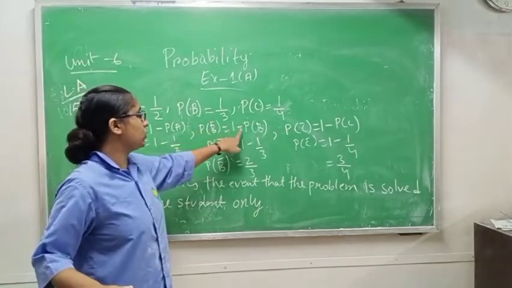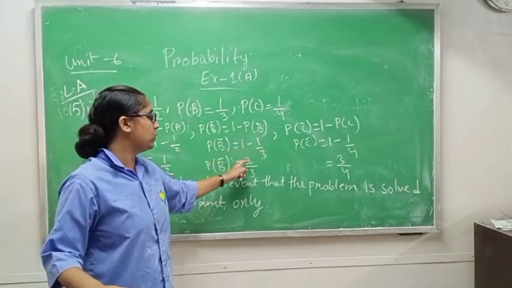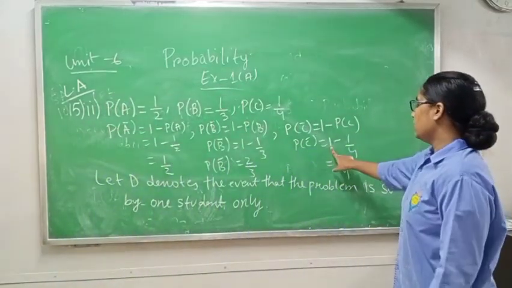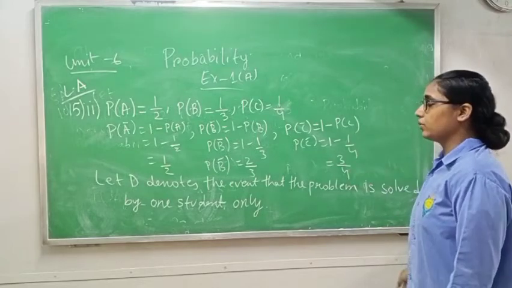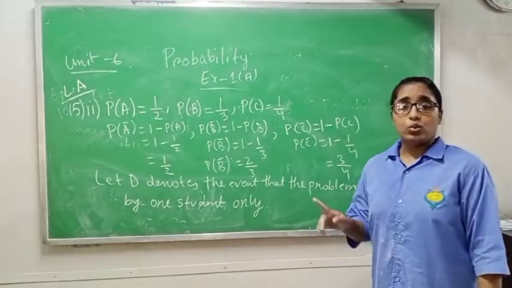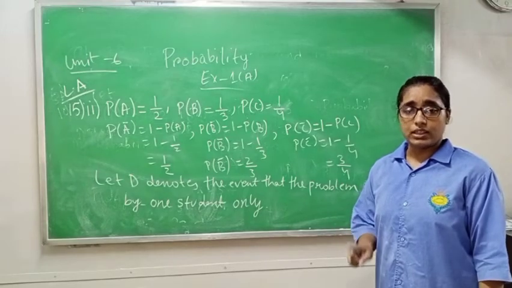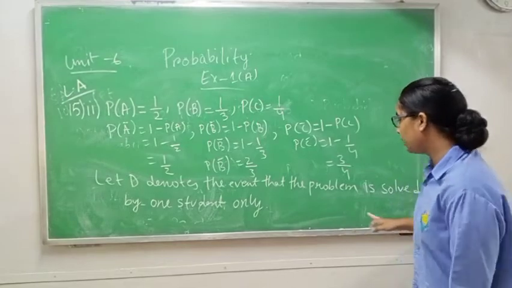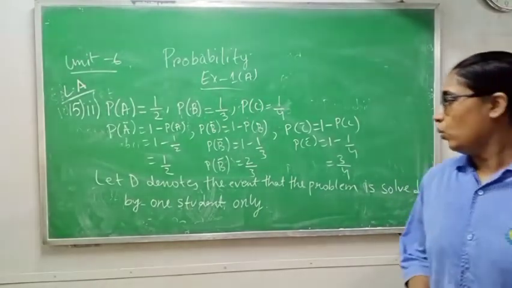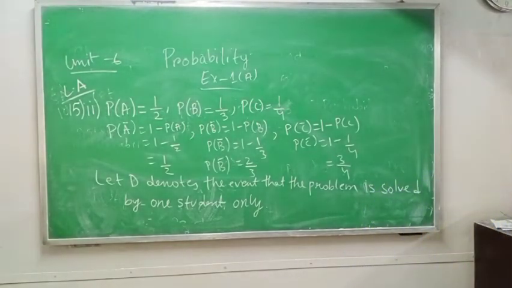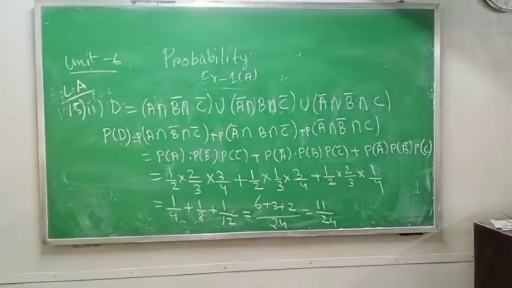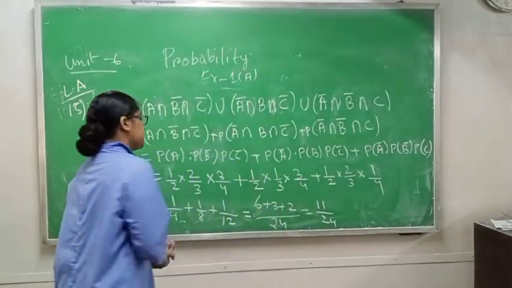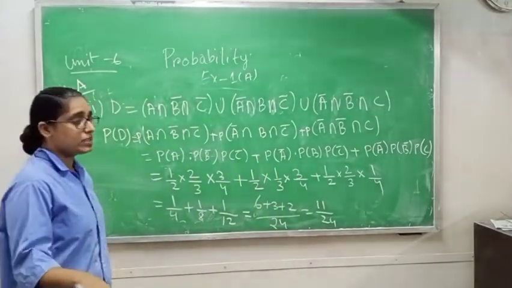Same, PB bar equals 1 minus PB, 1 minus 1 by 3, 2 by 3. Now PC bar equals 1 minus PC, 1 minus 1 by 4, you will get 3 by 4. In the question they are asking only one student can solve it, they are asking this only. So I am taking that D denotes the event that the problem is solved by one student only. Now class 12, 15.2. So we have done, we got PA, PB, PC, PA bar, PB bar and PC bar.